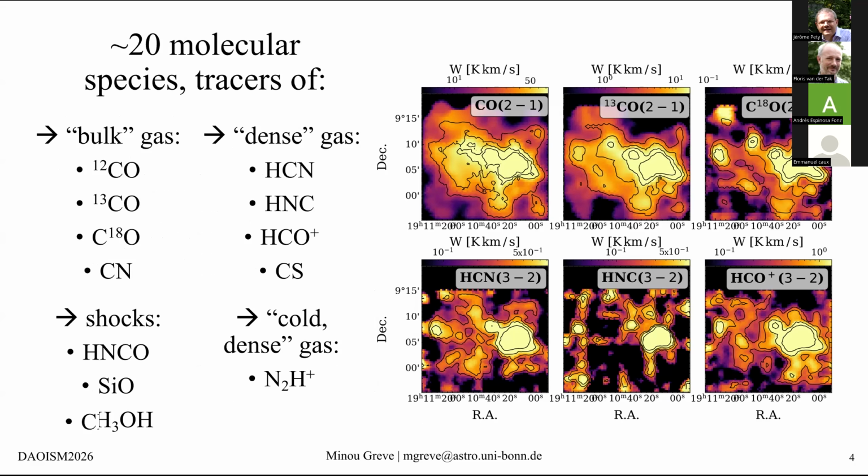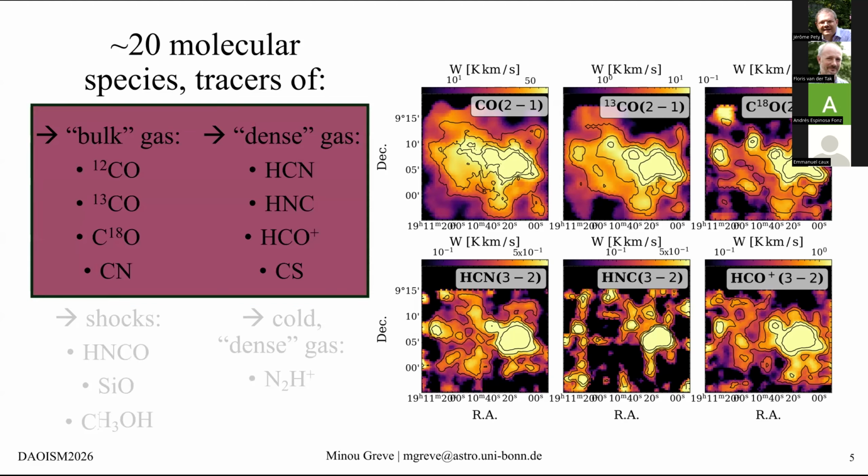So in total, we have about 20 molecular species detected, which are commonly categorized into the tracers of the so-called bulk gas, the dense gas. We already had a great discussion about that, including HCN, HNC, and H2O+, etc. Then we have shock tracers like HNCO, SiO, and methanol, and then the gold standard, the very cold dense gas tracer N2H+.